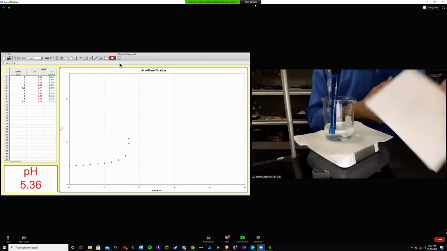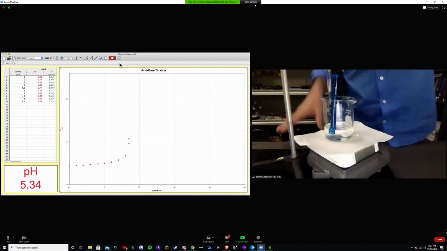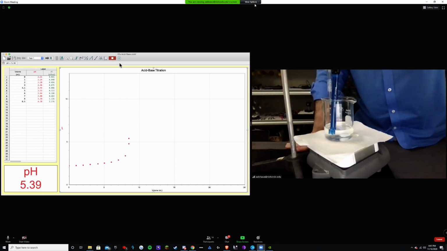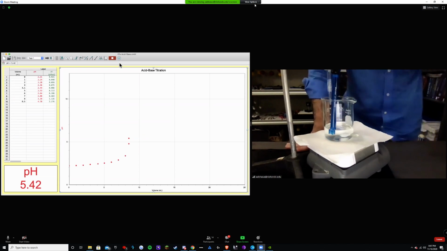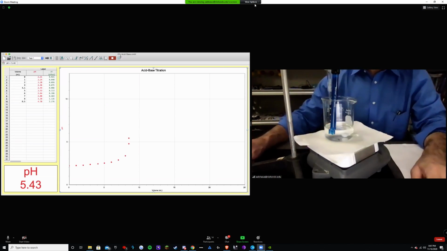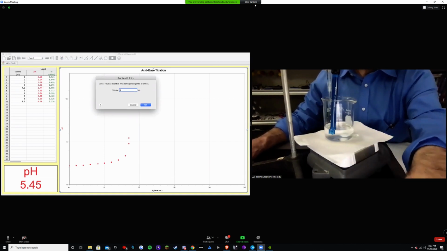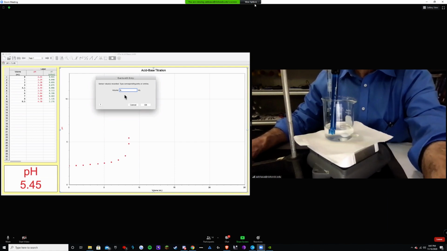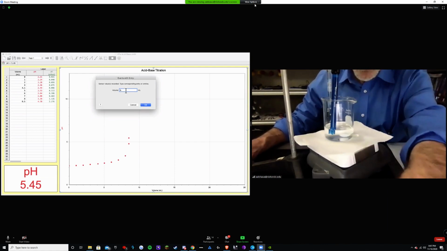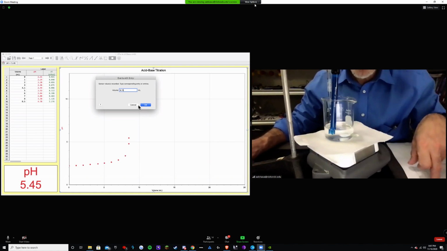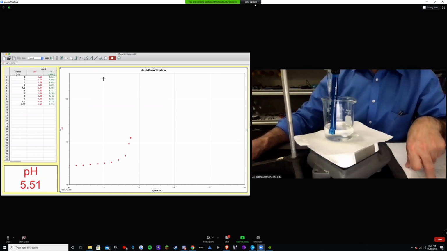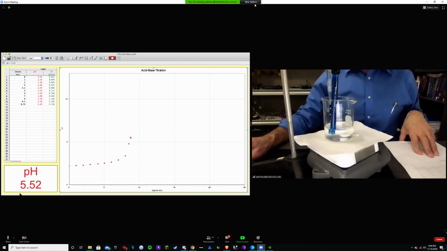Okay, so I want to record the volume on that burette. So right now I have 8 point, let's say this is 8.75. So I've added 8.75. So keep 8.75. All right. But notice the values. We're inside the danger zone of the addition.